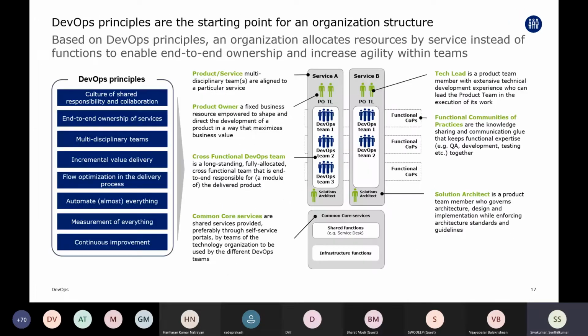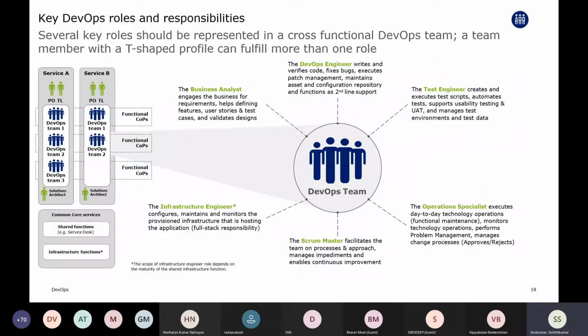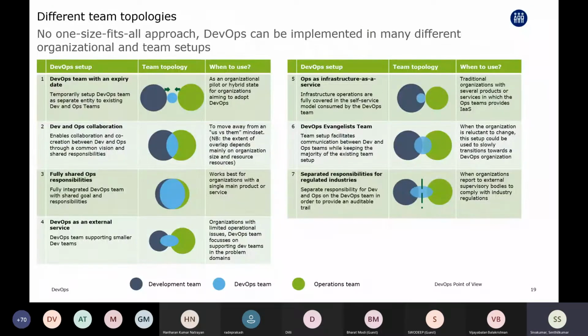From the modules, how the projects have been taken into the requirements. So these are the areas we need to cover in the DevOps things under the people. So different team topology, this is one of the important aspects.